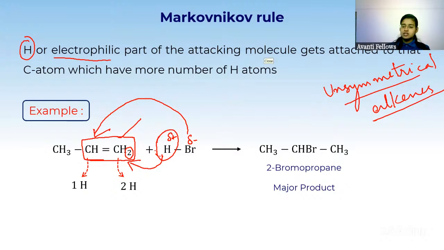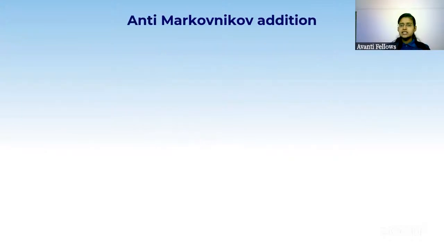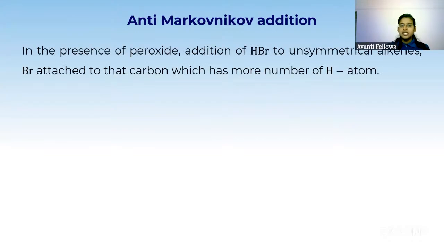Okay. Fine. Now let's go for the anti-Markovnikov addition. It is just the opposite. In case of Markovnikov, the hydrogen went to the carbon which has more number of hydrogen. Anti-Markovnikov means the hydrogen will go to the less number of hydrogen containing carbon. Okay. So this will happen in presence of peroxide.